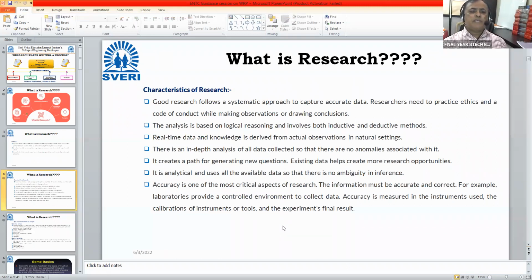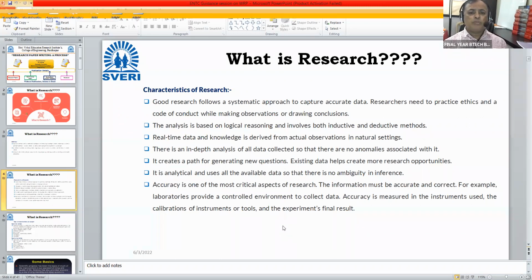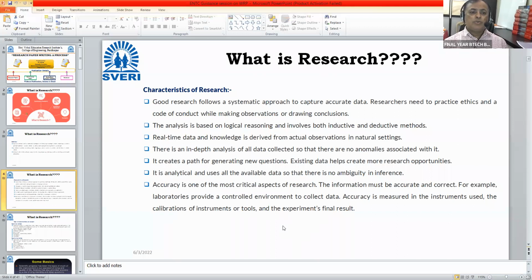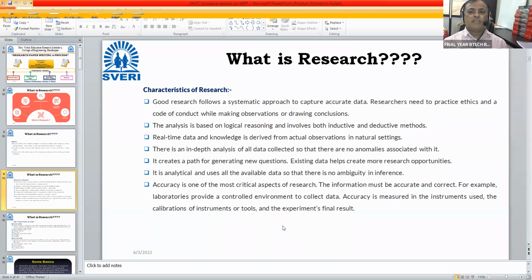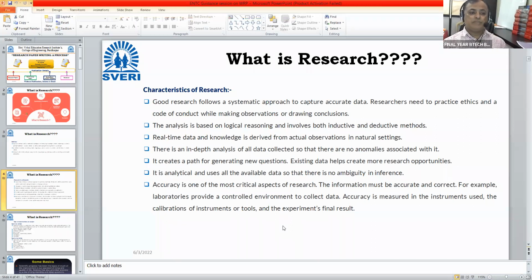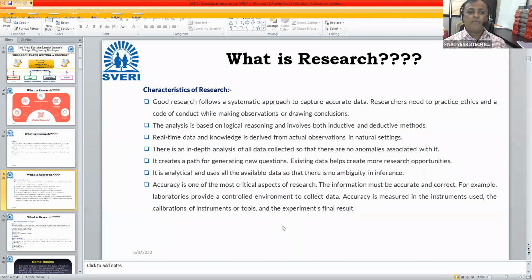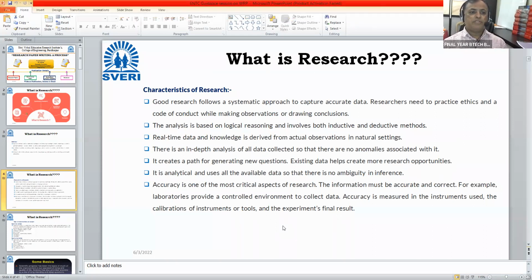The analysis is based on logical reasoning and involves both inductive and deductive methods. So the analysis can be logical reasoning also, that is, what analysis you have done, what logic you have applied. According to that you can do the analysis. Real time data and knowledge is also derived from actual observations. You can go with the real time data and knowledge that could be derived from the actual observations.